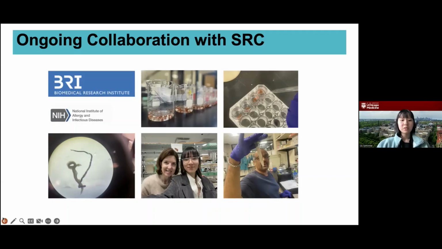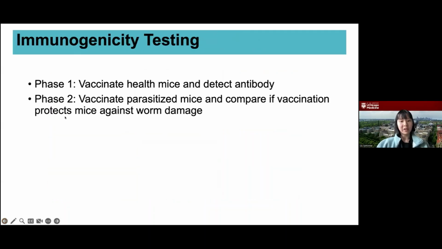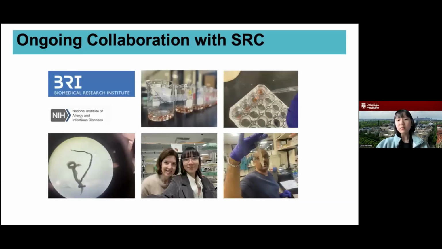What we plan on doing is really two phases. First, we want to vaccinate healthy mice and detect whether or not they actually produce an elevated level of antibodies. However, this is clearly not enough, because these are healthy mice, right? So we also want to go into phase 2, where we vaccinate parasitized mice and see if vaccination actually provides protection against the worm damage.